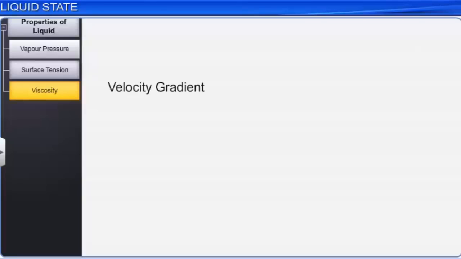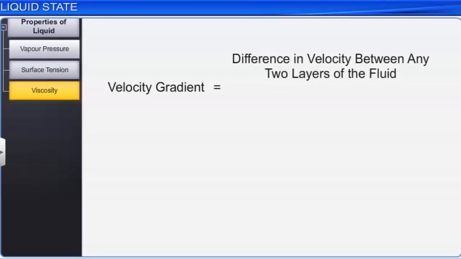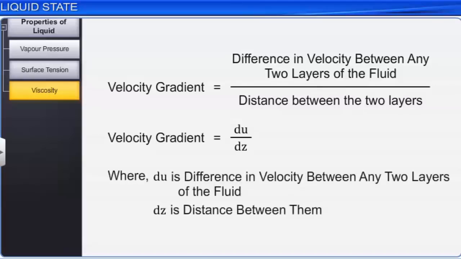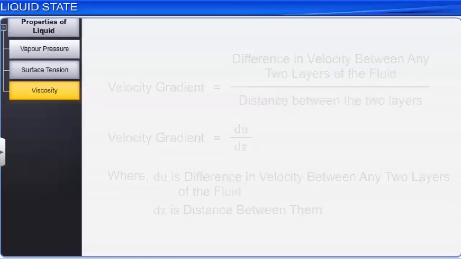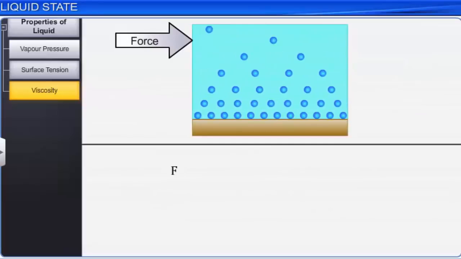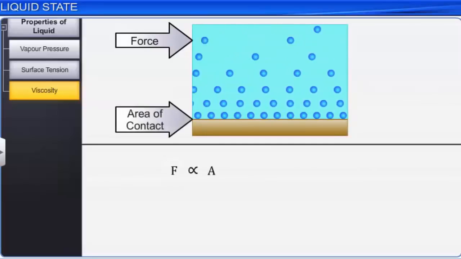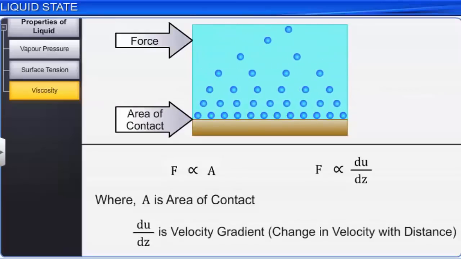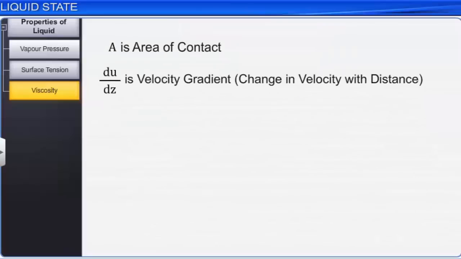The velocity gradient is calculated as the difference in velocity between any two layers of the fluid, represented by du, divided by the distance between them, represented by dz. A force maintains the flow of layers, which is directly proportional to the area of contact of the layers and the velocity gradient. This implies that the force required for maintaining the flow of layers is a function of the velocity gradient and the area of the layers.